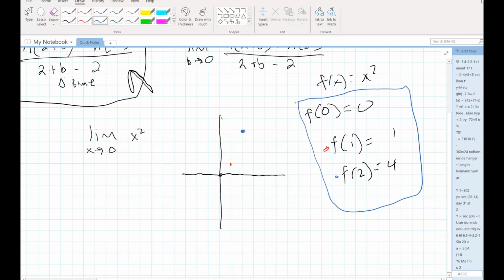The limit says that I'm interested in what's happening to the y values as x approaches 0. So I'm not plugging in 0. I'm not wanting to know what happens when I get there. I'm wanting to know what happens as x gets close to 0. So as I'm coming in on the x-axis from both sides, getting closer and closer to x equals 0, I'm looking at x squared.